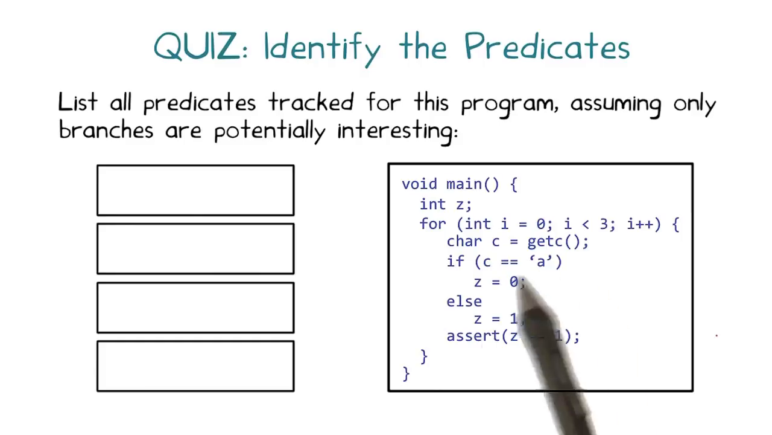Let's look at the following program. To check your understanding, please type in each of these 4 boxes which predicates we will keep track of, assuming that we are presently only interested in branch conditions. So for example, you can ignore the predicate z equals 1 since it does not indicate a branch condition.